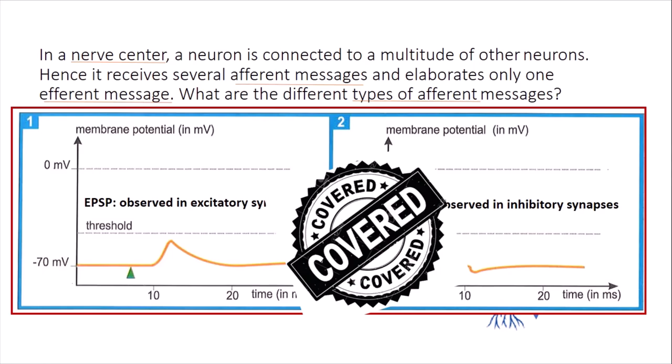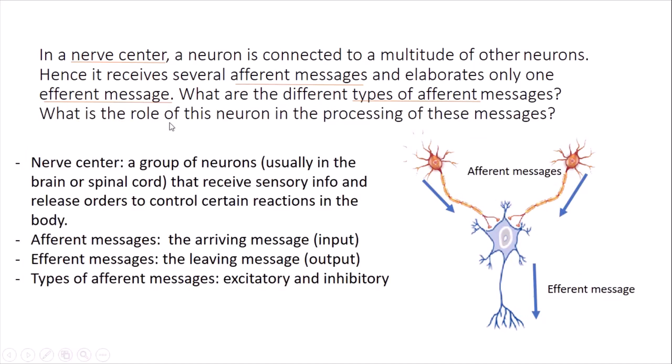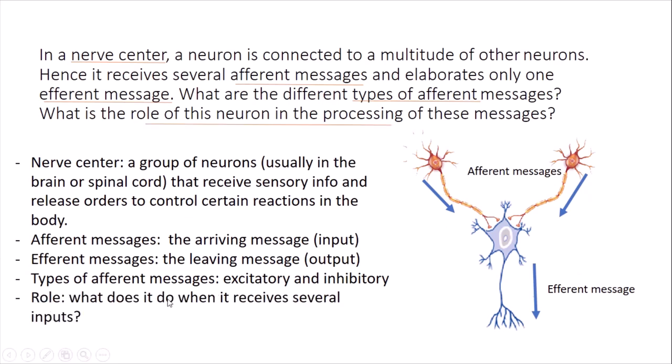Alright, what next? So, these are the different types of messages. What is the role of the neuron in the processing of these messages? What are they asking us here? So, they're saying, in other words, what does this nerve center do when it receives several inputs, particularly when these inputs are not identical, meaning one excitatory, the other inhibitory? So, let's discover in the lesson together.